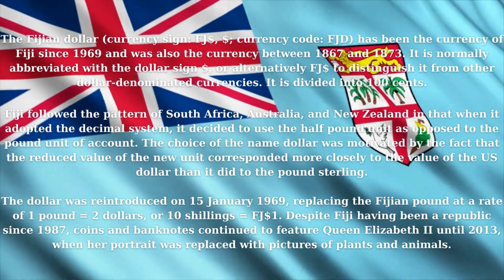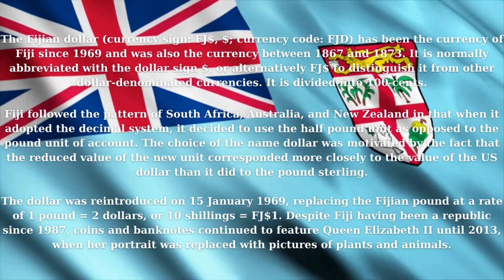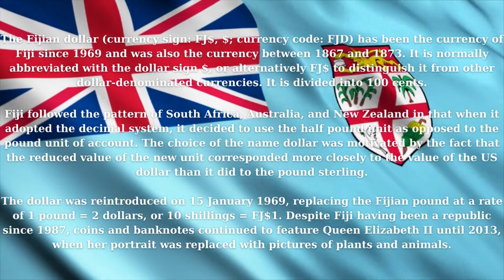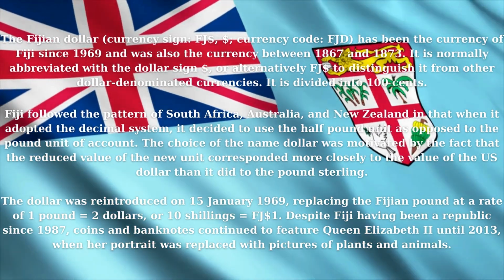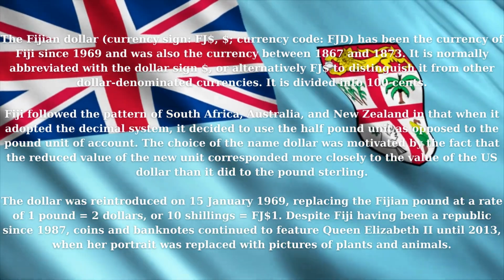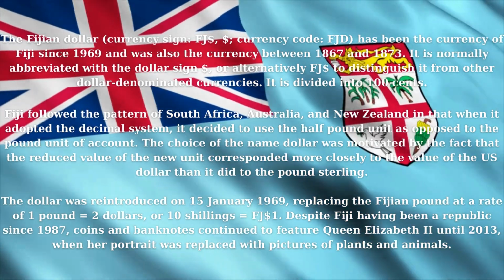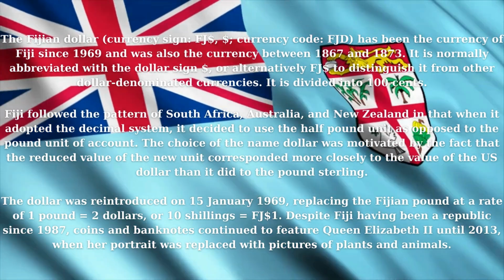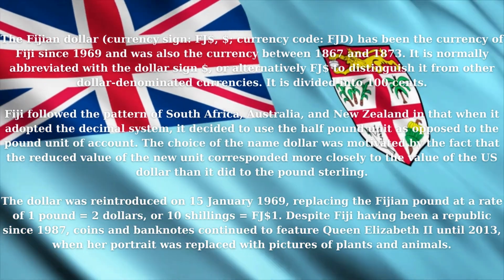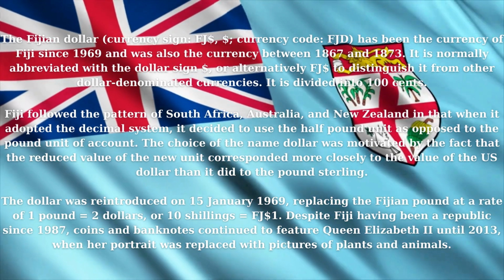The dollar was reintroduced on the 15th of January 1969, replacing the Fijian pound at a rate of 1 pound equals 2 dollars, or 10 shillings equals FJ $1. Despite Fiji having been a republic since 1987, coins and banknotes continued to feature Queen Elizabeth II until 2013, when her portrait was replaced with pictures of plants and animals.